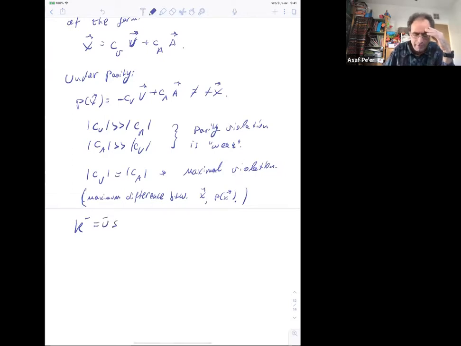up and strange. And they were discovered in a cloud chamber, which is the older detector that was used at that time. And the kaon decays into pions, pi minus plus pi plus plus pi minus.